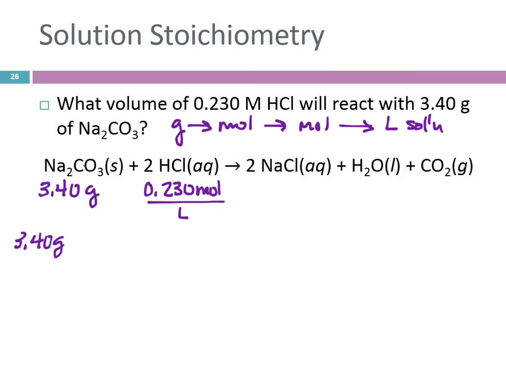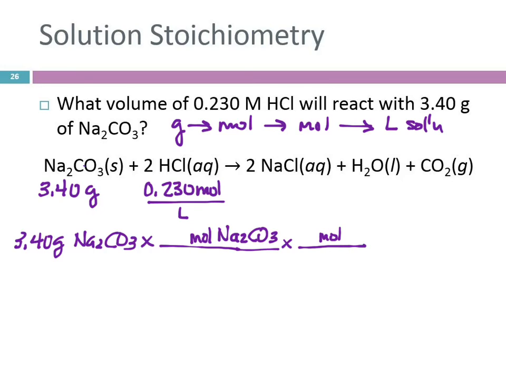3.40 grams of sodium carbonate. Grams to moles. So moles of sodium carbonate. I know it gets tedious writing all the chemical formulas. Get over it. From moles of sodium carbonate, we want to go to moles of HCl, the thing we're looking for. And then we want to go to liters of HCl, solution. So our units match up with our path, and then we fill in the units at the bottom so that they cancel out.